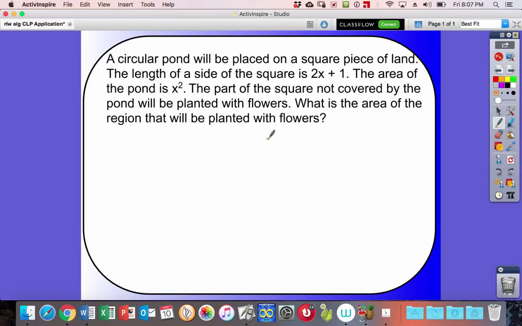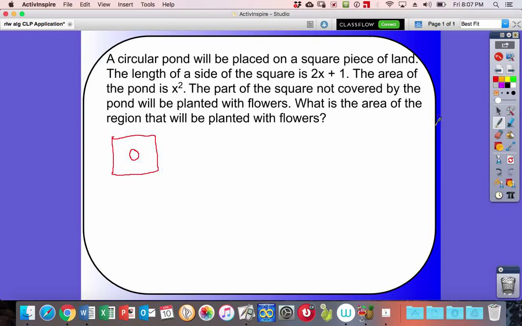Okay, so what I'm going to do first is try to draw a picture. So I have a square piece of land. Square means it's the same on every side, same length. And in the middle of the square, I'm going to make a fountain.